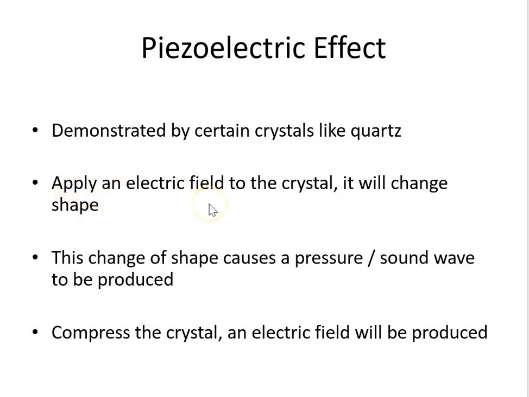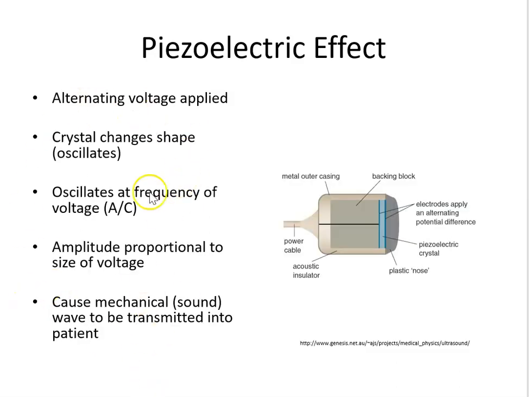What we can do is apply an electric field to the crystal, cause it to change its shape, and as it changes its shape, that causes a pressure wave, and that pressure wave is what is then transmitted into the patient. So we have an array of piezoelectric crystals. We apply electric current to them, they distort in shape, that results in a sound wave being fired, and that is the ultrasound that is entering the patient. And then we are using that process in reverse to generate the signal, and I'll come on to that later, which is called the reverse piezoelectric effect.